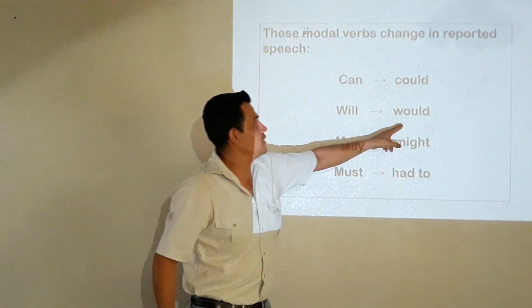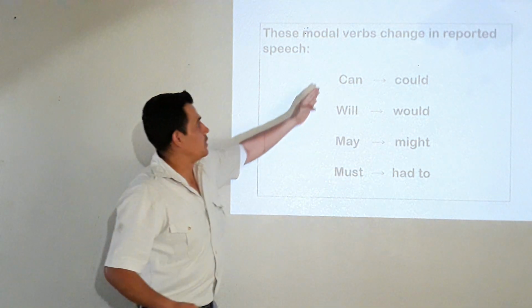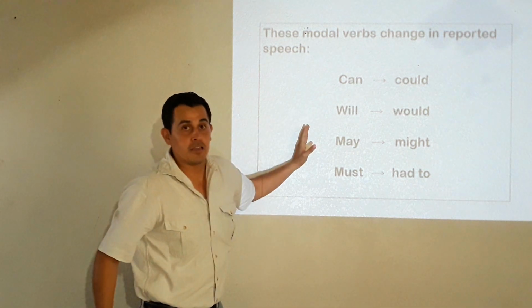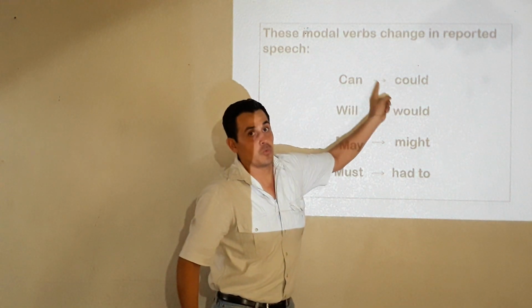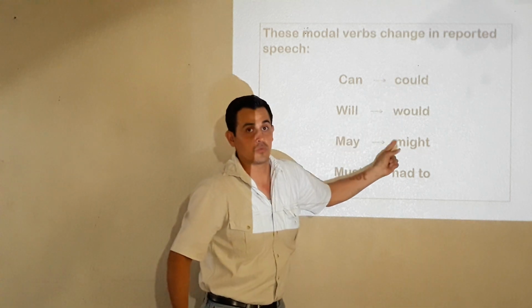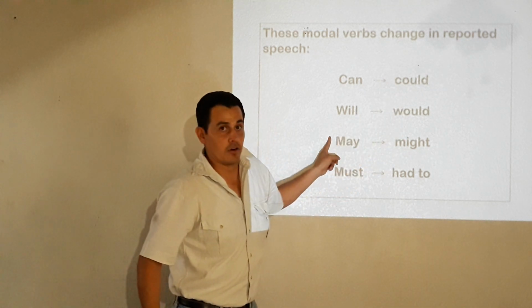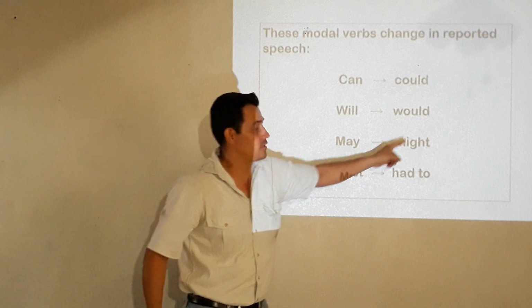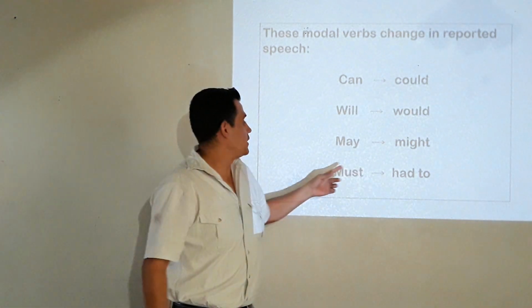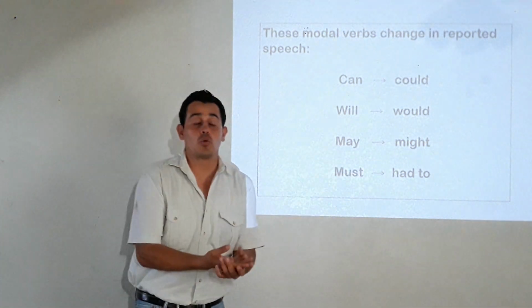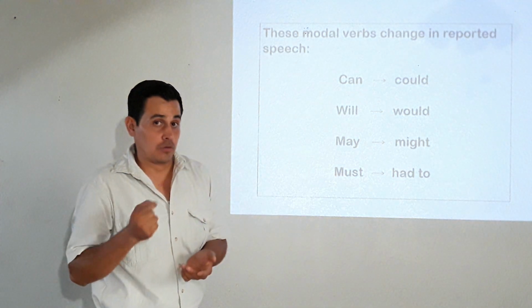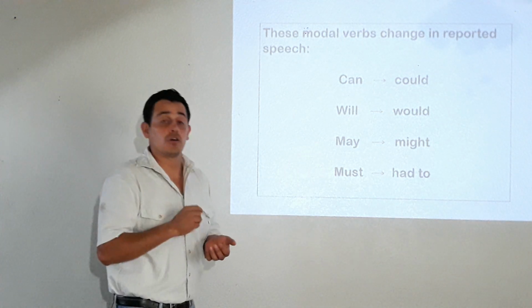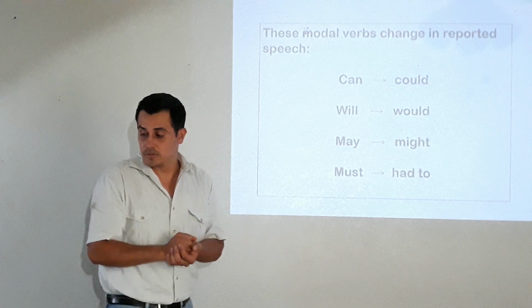Will changes into would. Remember, this part is being said by one person, and when you report that, you say it with this, and this is your part. This is when you say it. This is by the others, and this is when you say it. May goes to might, must goes to had to. Please mark those, make a little list, a little note, pay attention to those because they are really, really important.